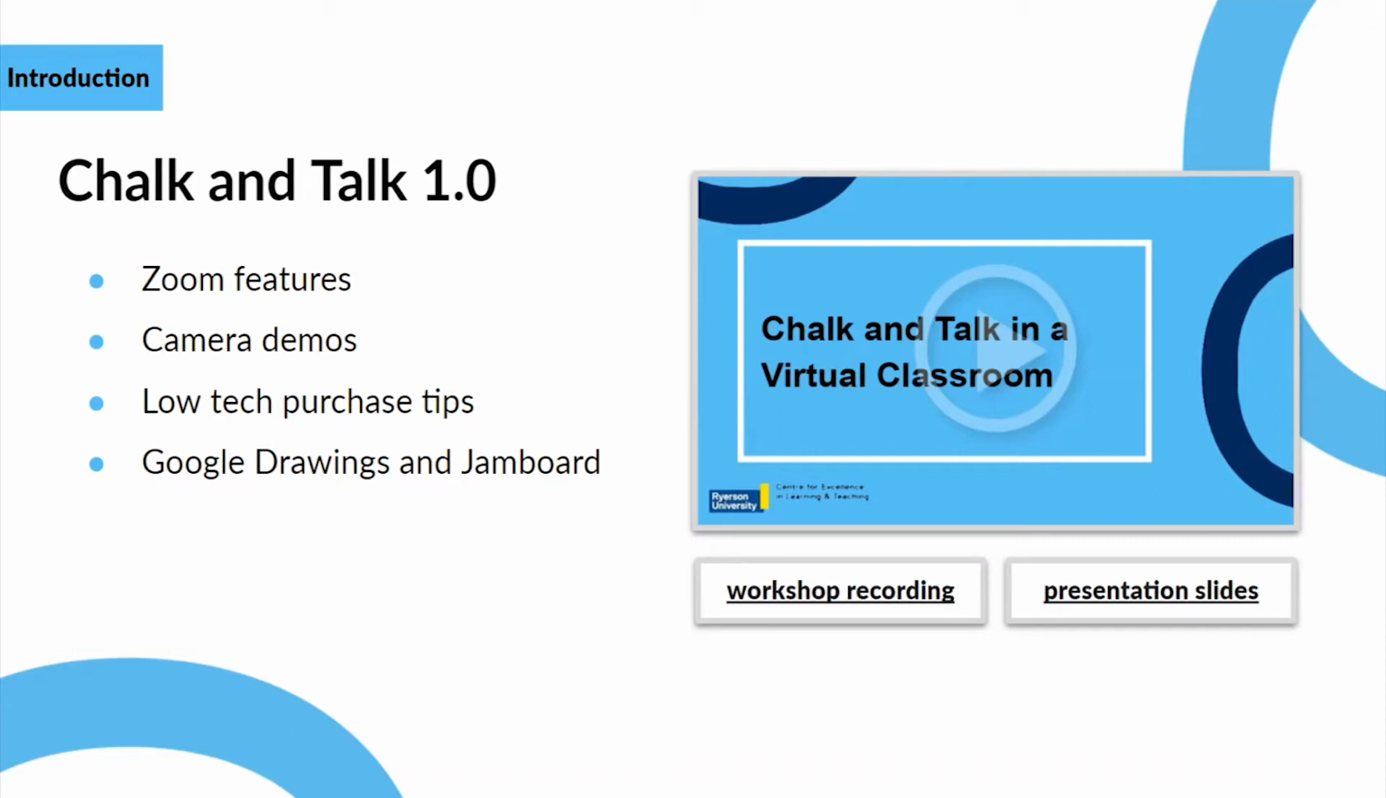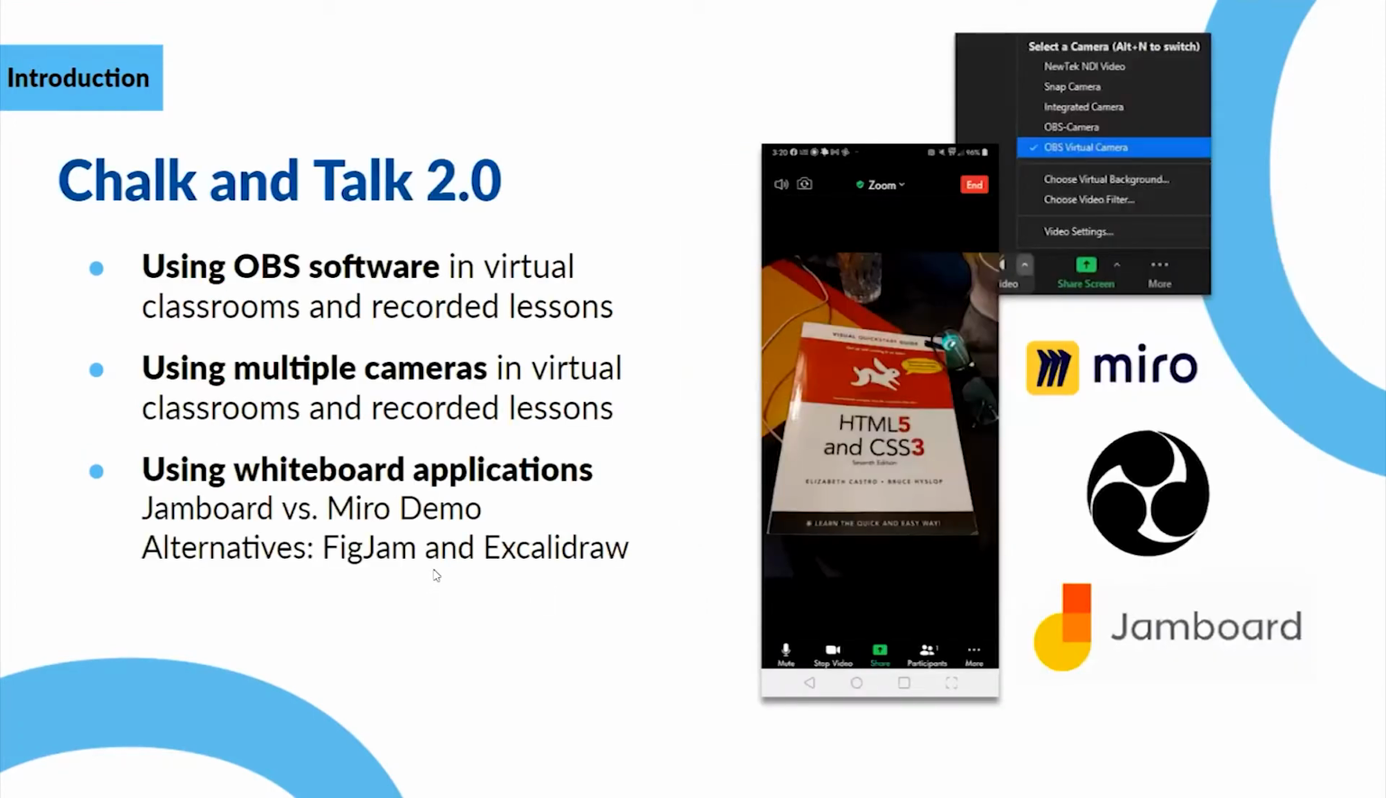You may not be aware that as part of the Google Workspace, we have both Drawings and Jamboard, which can be collaborative spaces where you can draw and share with students. Even in a Zoom call, you can do something as simple as opening up a Jamboard and sharing your screen so that you have it on your screen and the students can access it as well. So just some things to keep in mind. That's what we have in the first version of Chalk and Talk.